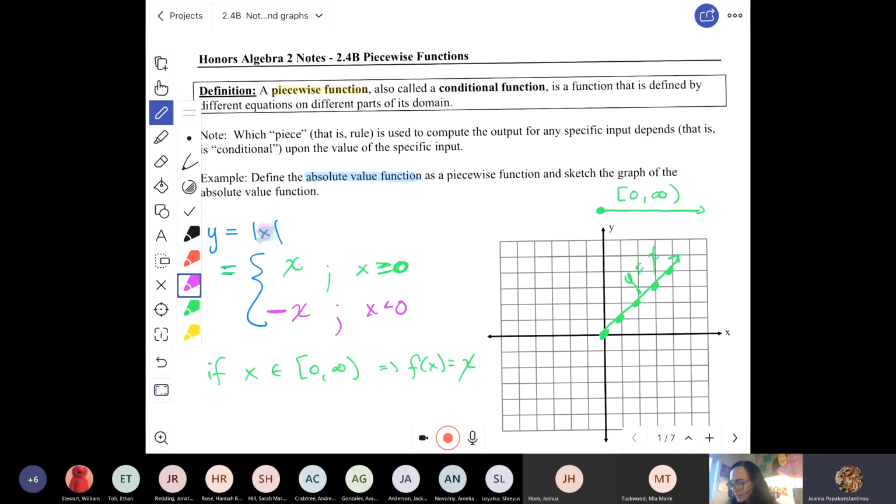Now, if the input was negative, so if x was an element of the set, how would I write that as an interval? All x is less than 0. How would I write that using interval notation? Parentheses negative infinity, 0 parentheses. Very good. So if x was in this interval, then I would use the purple part of the rule, right? The second case.